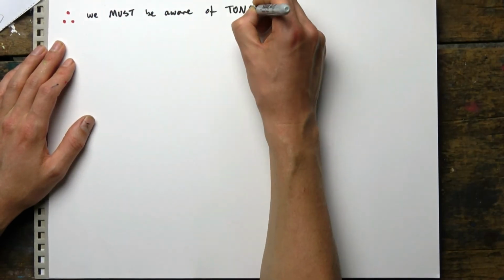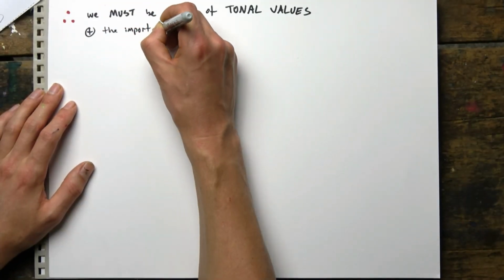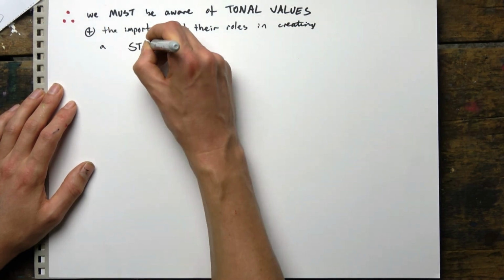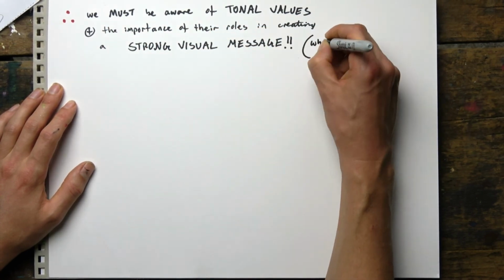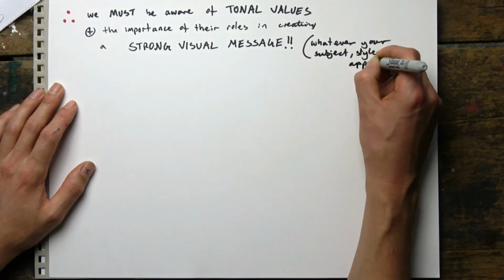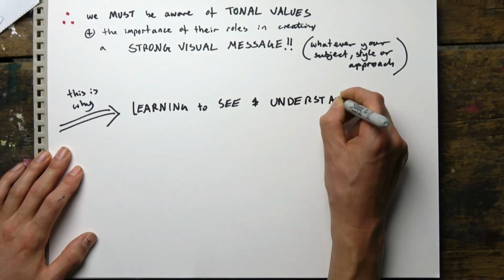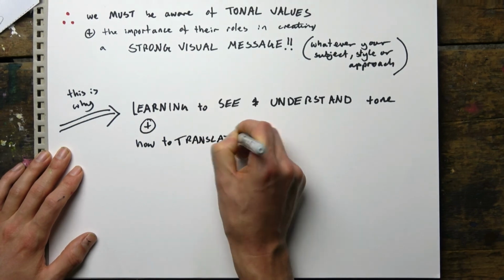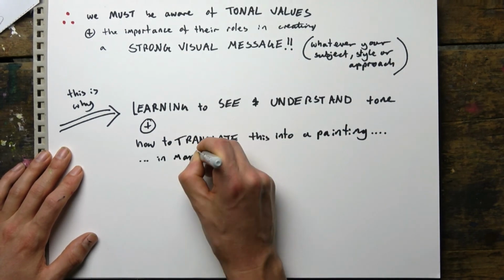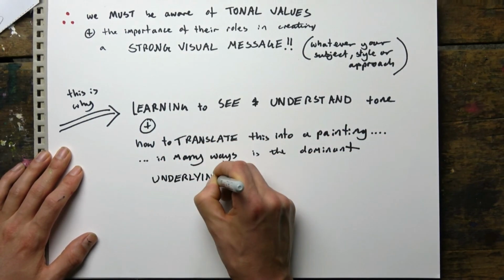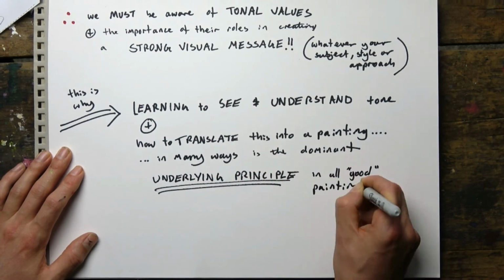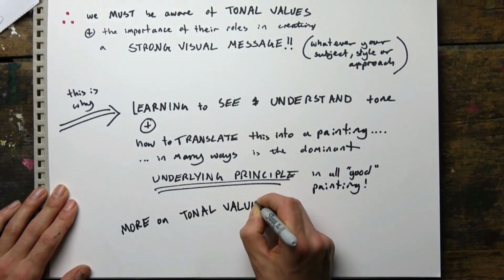So let's wrap it up by saying that we must be aware of tonal values, plus the importance of their roles in creating a strong visual message. And this is the same whatever your subject, style or approach. And this is why learning to see and understand tone and how to translate this into a painting in many ways is the dominant underlying principle in all good painting. And why there's going to be loads more on tonal values in the next video.